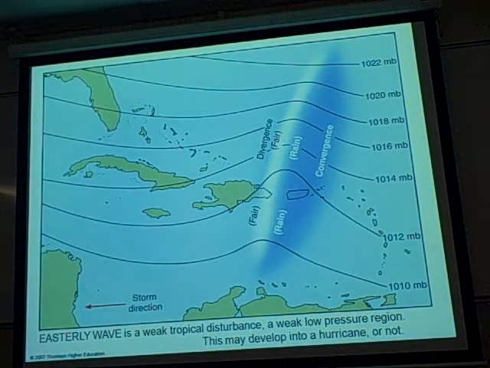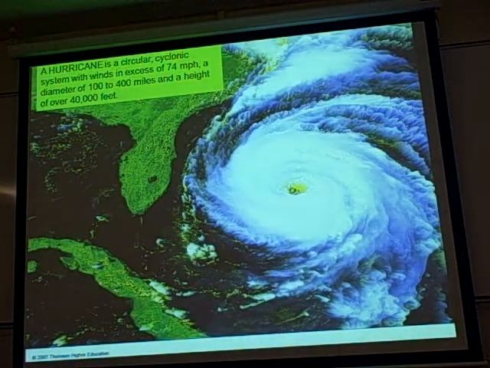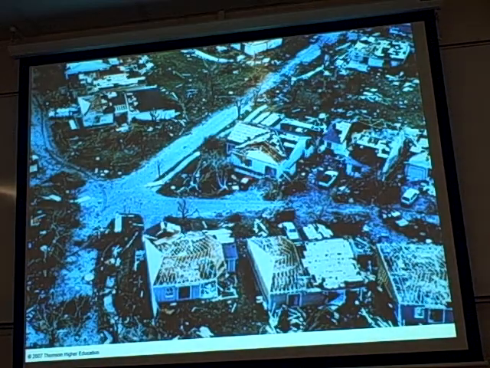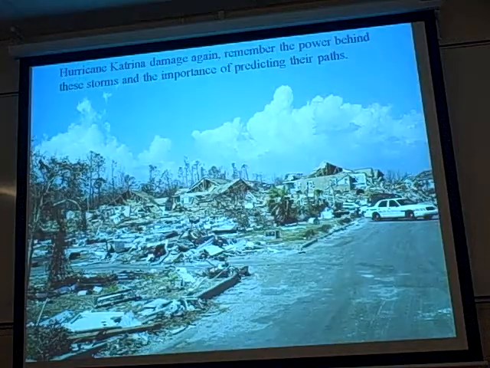Easterly wave. This is important to know because storm surges often cause more damage than the storms themselves, the surge of water. Now this easterly wave here, it's a weak tropical disturbance, and it's a low pressure region. Now remember, low pressure, what does that mean? Warm temperature, cold temperature, low pressure, right? That means warm. So you got a warm spot there in the ocean. It might develop into something bigger, or it might not. We talked about hurricanes already quite a bit. Hurricane Katrina again.